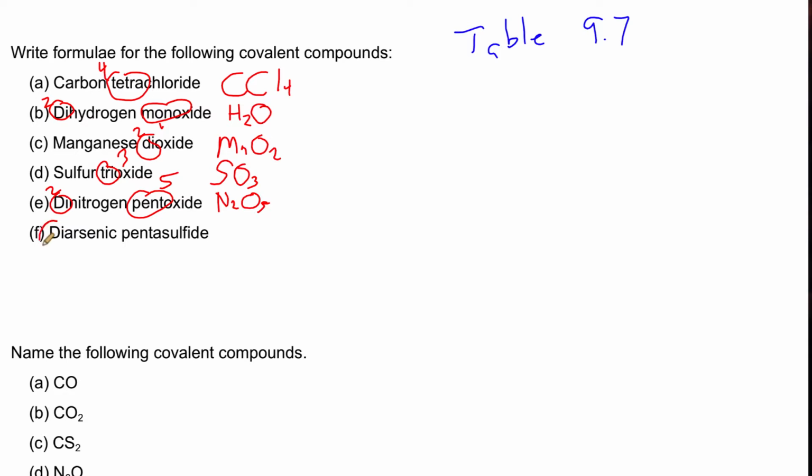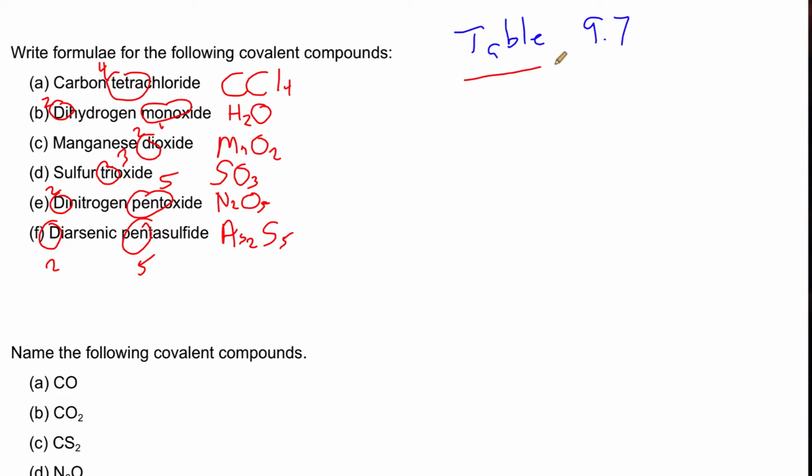Our last one here is diarsenic, which again, di means 2, and pentasulfide. Penta again means 5. So this would be diarsenic would mean As2O, sorry, not O, that would be S5. So As2S5 would be diarsenic pentasulfide.